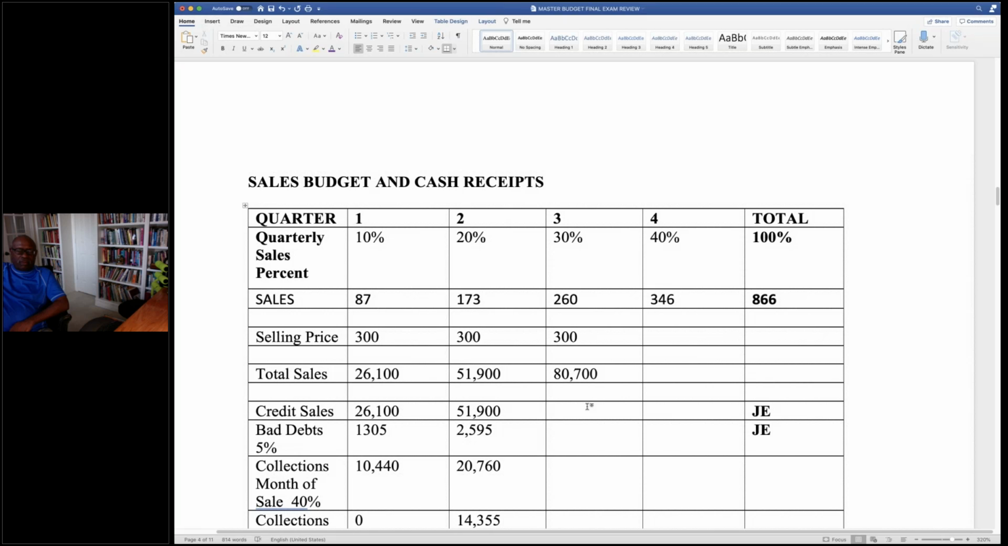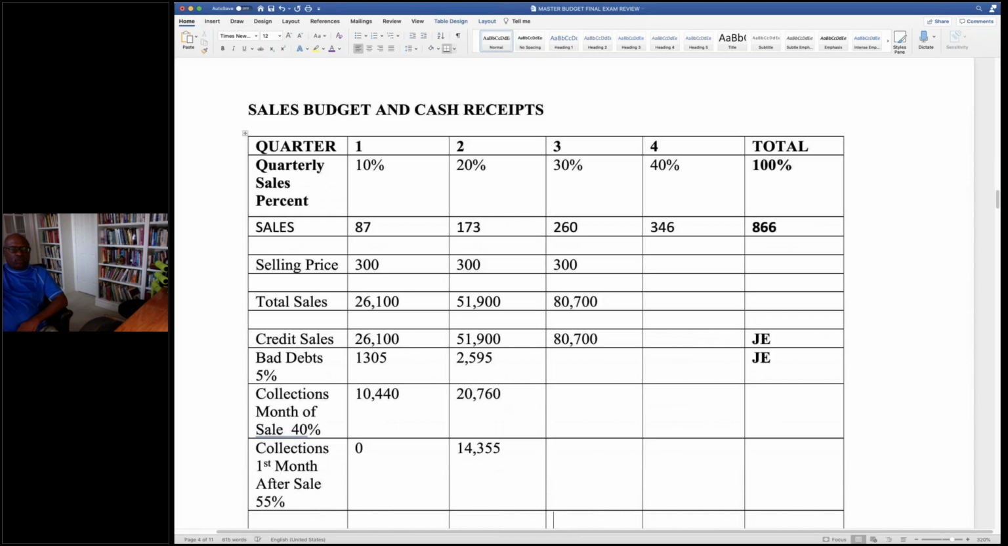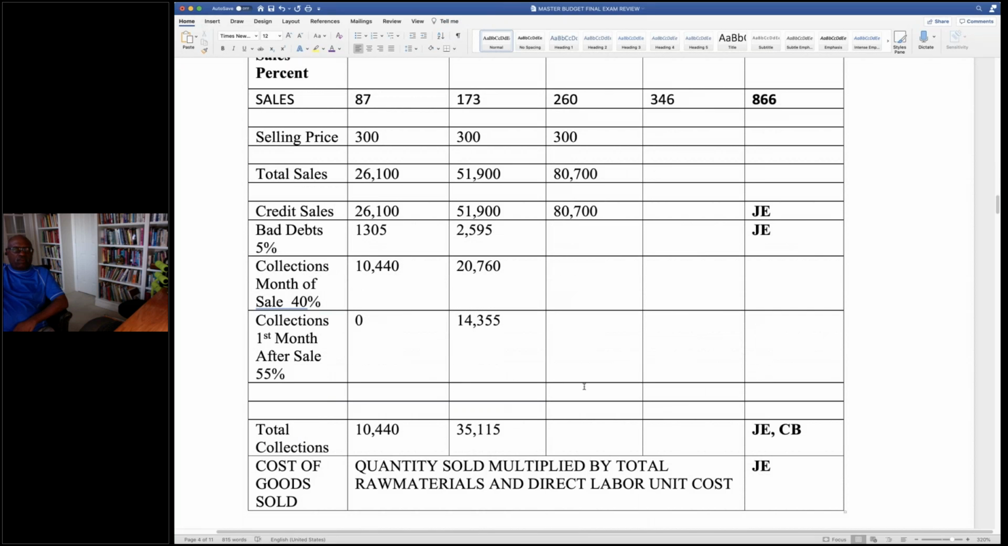Credit sales is the same thing. The bad debt. Wait, I didn't get that for total sales. I got 260, 78. I got 78,000. Yeah, me too. 260 times 300.